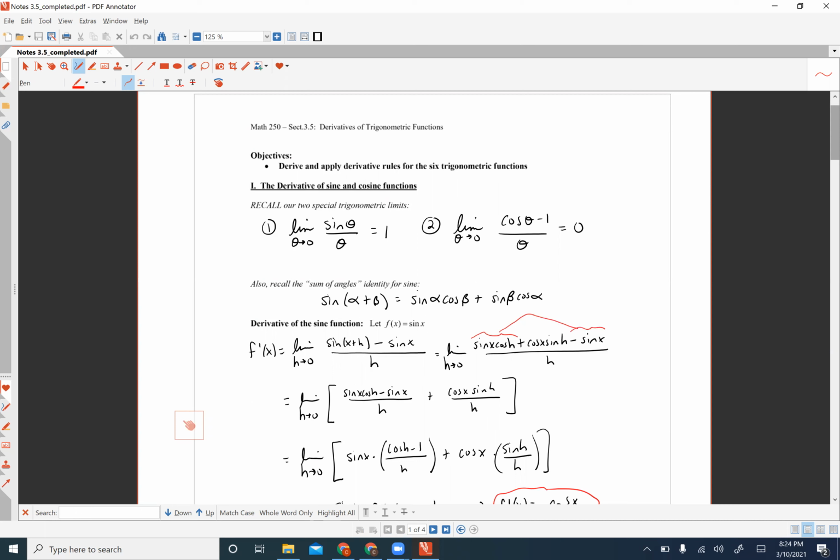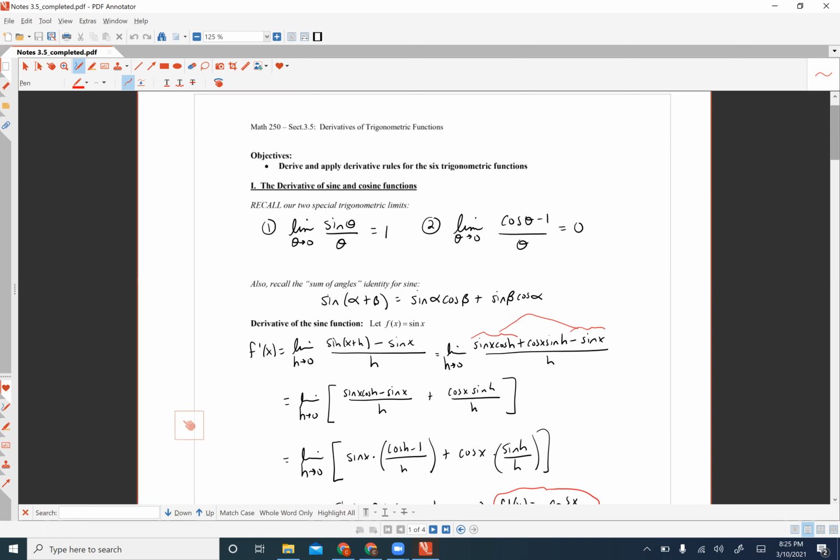Okay, so we did learn some of these limits a long time ago. The limit of sine theta over theta is 1, and the limit of cosine theta minus 1 over theta is 0. The limit of sine theta over theta equals 1 comes up a lot over the course of your calculus career.